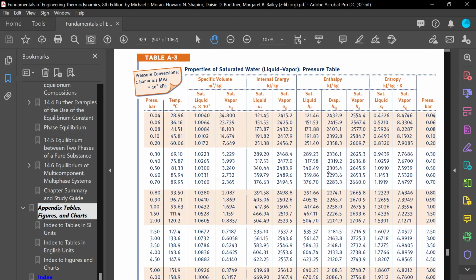The specific volume for a saturated liquid, because we are after the condenser, right? Station 3 is after the condenser. We only have saturated liquid. So at 0.08 bars, this is the value you're looking at. Let me just make sure I'm reading the correct value. Yes, this is the value: 1.0084.